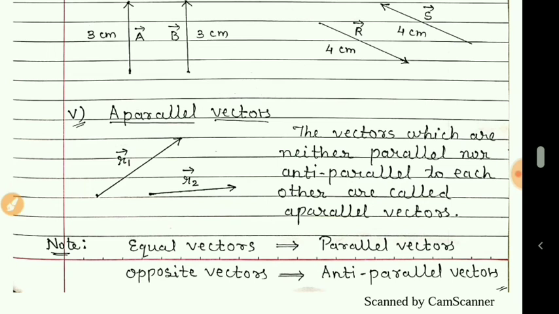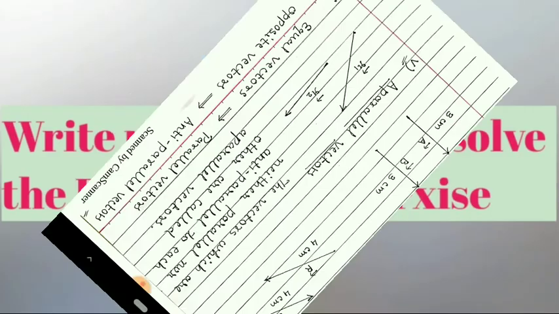So students, I hope you understand till this topic. Go through this lecture twice or thrice so that you can understand it properly.